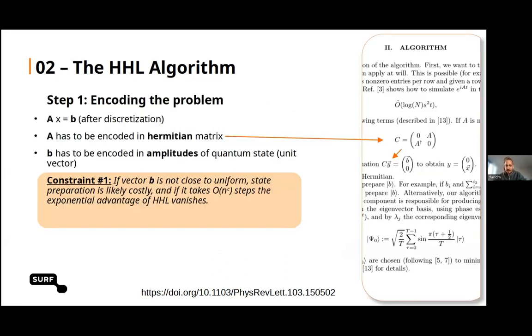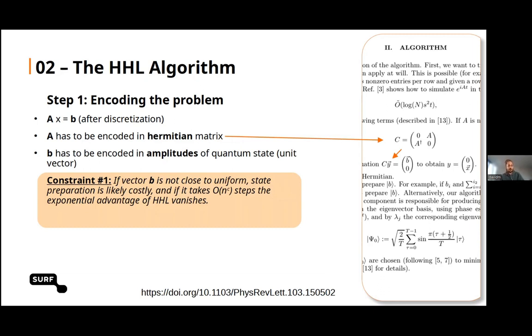So we start by encoding our problem into the typical form of a matrix A times a vector x equals some vector b. Maybe we have to do some discretization to get our problem into this shape, if it's a continuous problem, but we will end up in this shape. A has to be encoded in a Hermitian matrix. If it isn't already a Hermitian matrix, then already in the original paper, the first thing they explain is a very easy way to turn any kind of matrix into a Hermitian matrix if you can invert it. And b has to be encoded in the amplitudes of a quantum state, which is normalized.